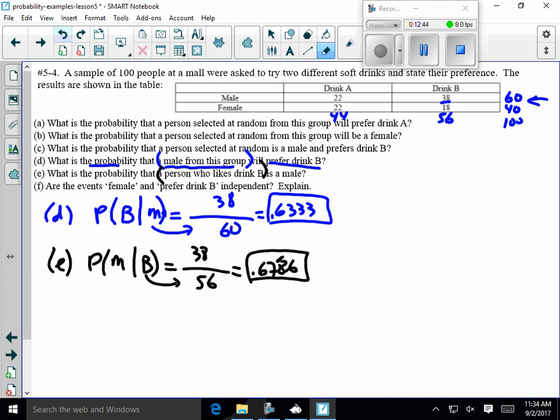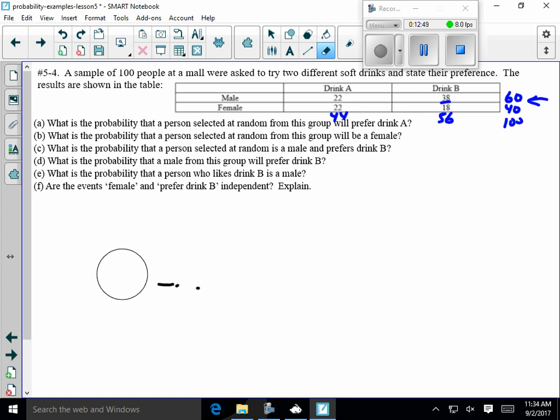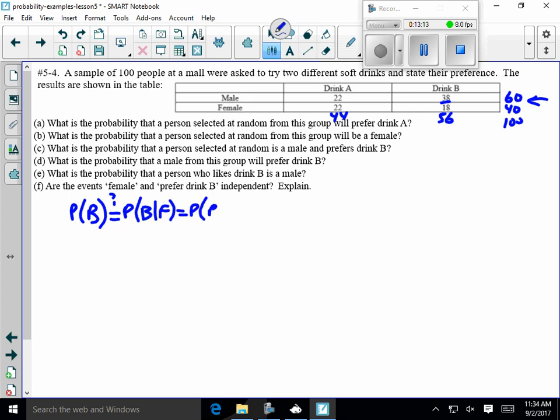And then the last one was, are the events being female and preferring drink B independent? Or you could say, are the variables gender and soft drink preference independent? So the best way to test that is to pick one of the events, like say B, and find the probability of it. If the probability of B is the same, regardless of whether or not you're a female, then that means it's independent of being a female. So you could check the probability of B. Is it equal to the probability of B given female? Is it equal to the probability of B given that we're not a female, that we're a male? If any two of those are the same, then that means it is independent.